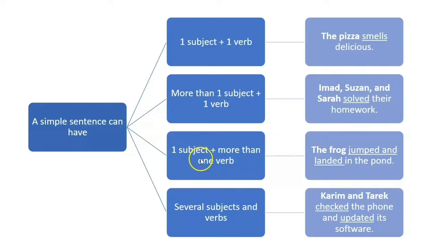One subject and more than one verb. For example, the frog, which is one subject, did 2 verbs, jumped and landed.